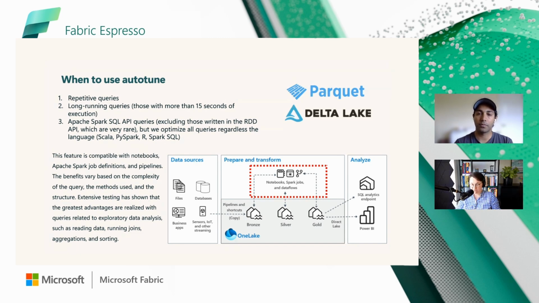If you have repetitive queries, so ideally ETL workloads. ETL workloads are about the repetitive practice of moving your data and transforming your data, then Autotune will help. Secondly, when you have long-running queries. So long-running queries are queries that we defined as taking more than 15 seconds. And why 15 seconds? Because, again, the nature of Apache Spark and JVM processing is that there is always small noise.